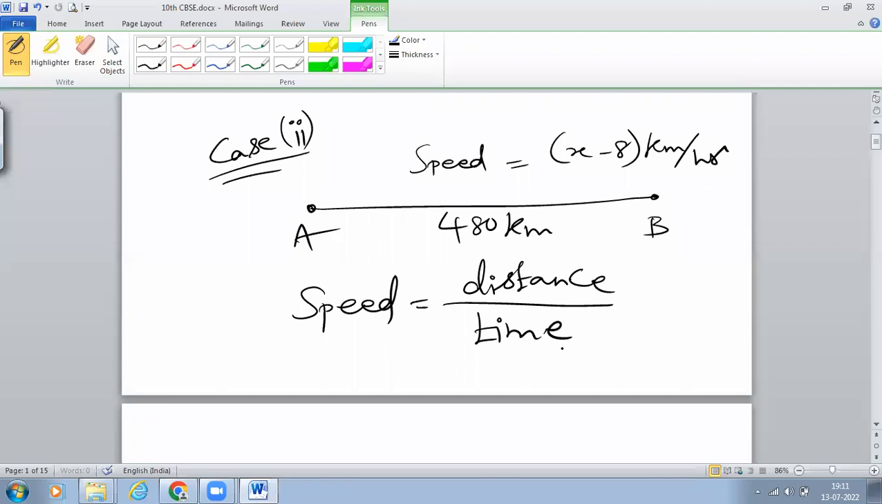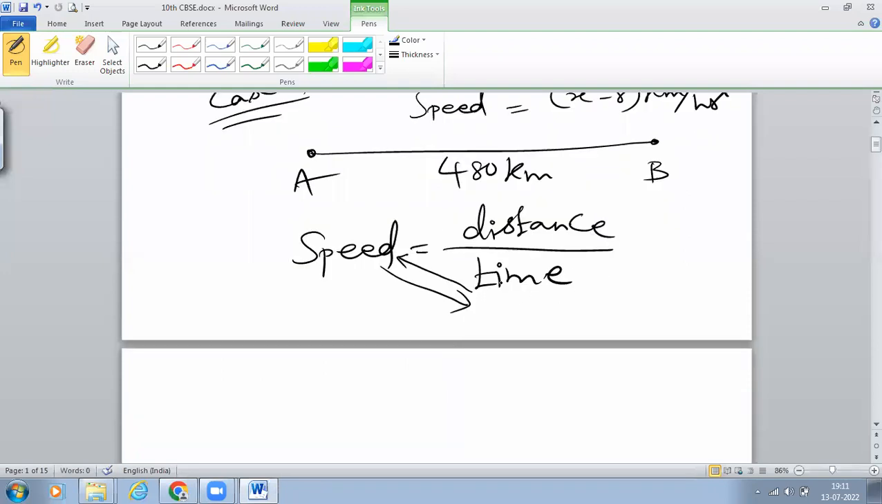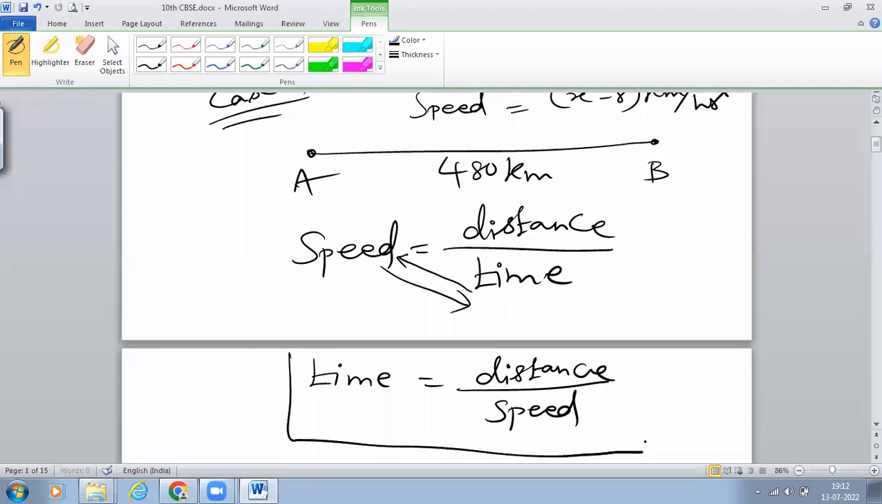Now, if you want to find the formula for time, we can take the time to the left hand side and the speed to the right hand side. It becomes division, right? Because a term in division, when taken to the opposite side, becomes multiplication. Therefore, what is the formula for time? Distance by speed. Distance by speed is the formula for finding the time taken. Please write up to this.